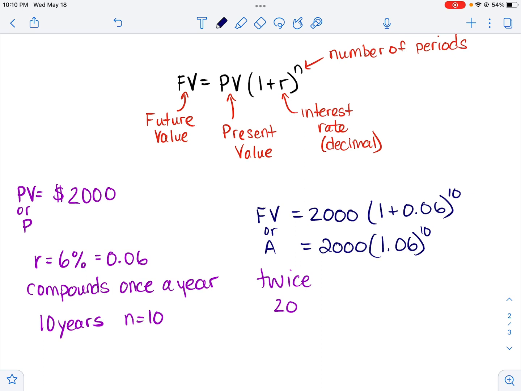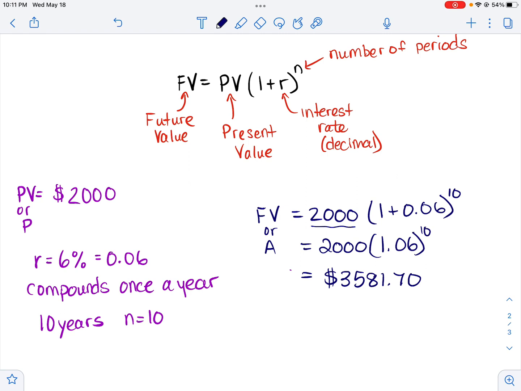And the amount I get is $3,581, and I'm going to round it up to 70 cents. So that's the amount of money on my $2,000 investment. After 10 years, I'm going to have $3,581.70. So if you subtract 2,000 from that, you've made about $1,500 in interest, really. And that's how you calculate compound interest.